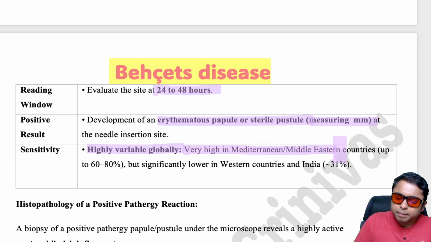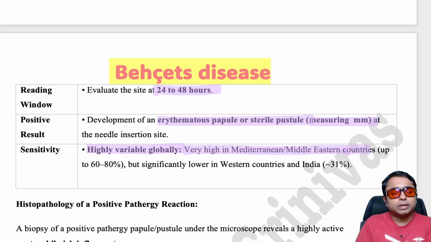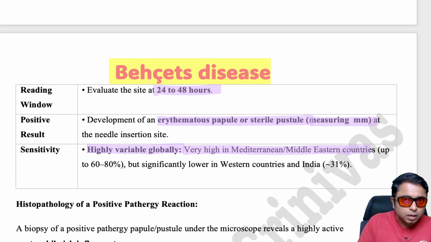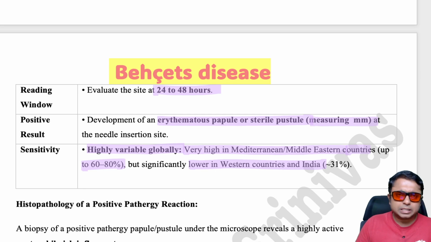Very high in Mediterranean or Middle Eastern countries, that is, if a patient has a positive pathergy test in this particular area, then the sensitivity of this test is very high. Up to 60 to 80% of the time the patient may have Behçet disease, but it is significantly lower in the western countries and in India. The simple reason is that this is a non-specific test, it is not specific for Behçet disease. So, it could be 30% possible that the patient may have Behçet disease if he is from the western countries and India.